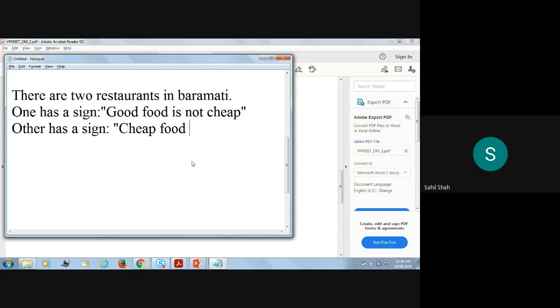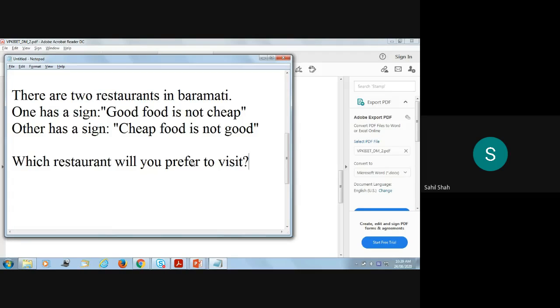Cheap food is not good. Which restaurant will you prefer to visit? The question is, there are two restaurants in Baramati. One has a sign, good food is not cheap. The other has a sign, cheap food is not good. Which restaurant will you prefer to visit based on these signs? That is my question.